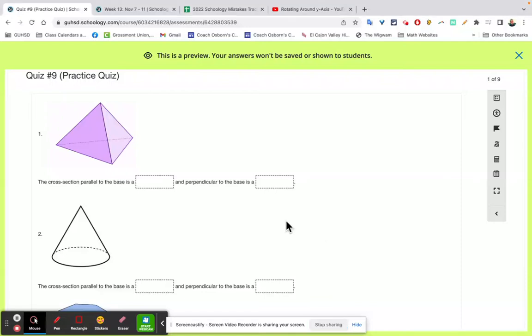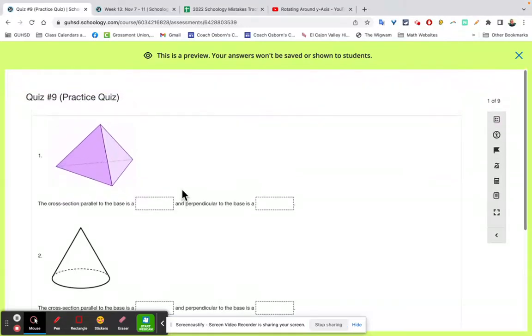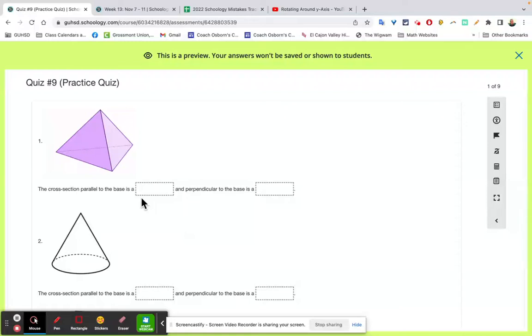All right, guys, I'm going to go over the practice quiz. So, starting off with question number one, this is all about the cross sections. If you are making a cross section that's parallel to the base, that means it's parallel to the bottom, right?